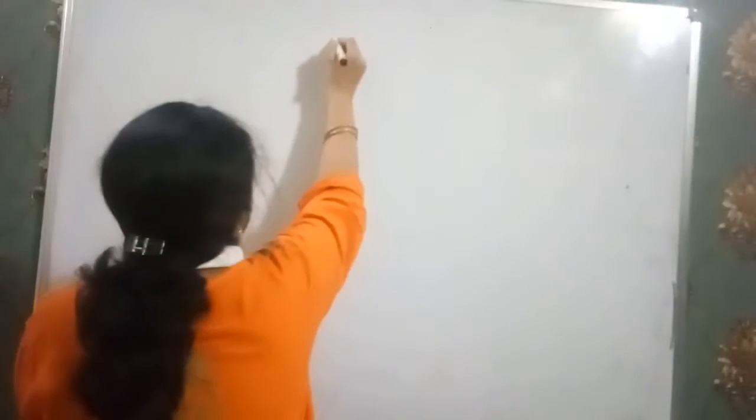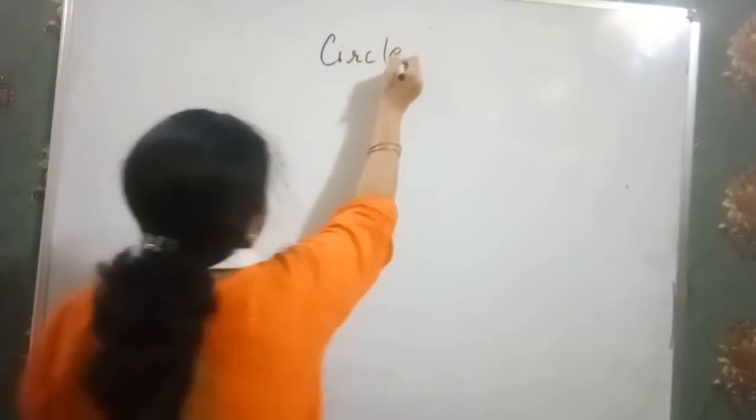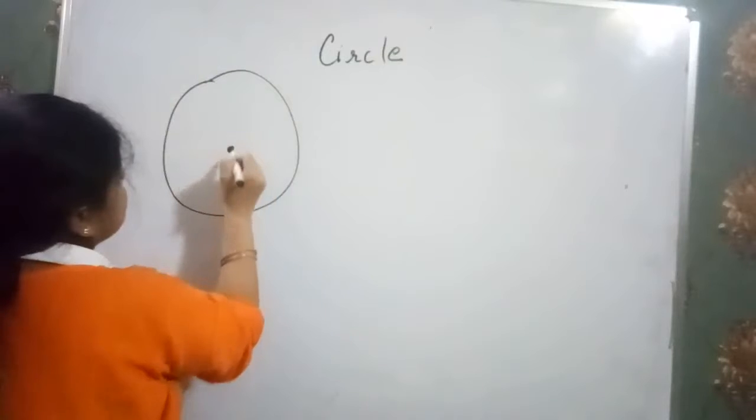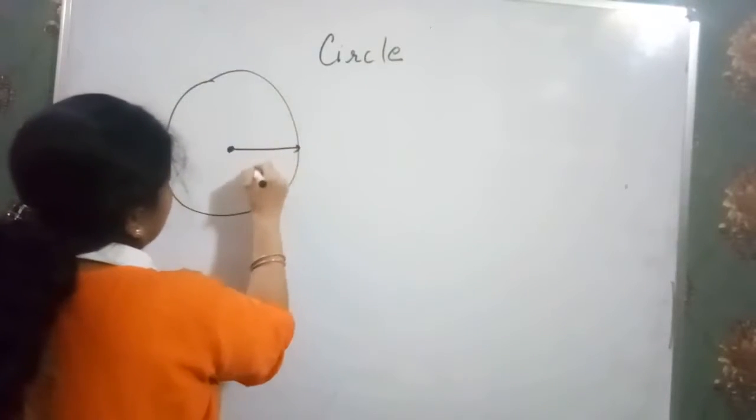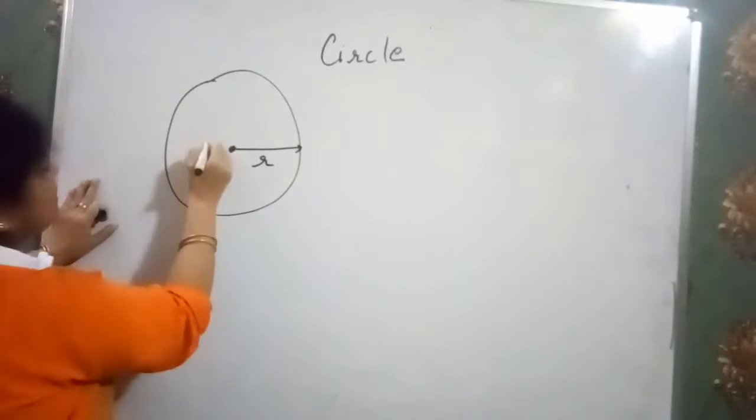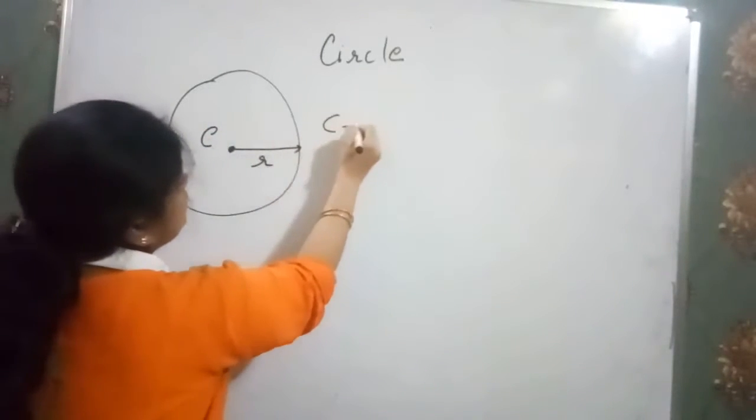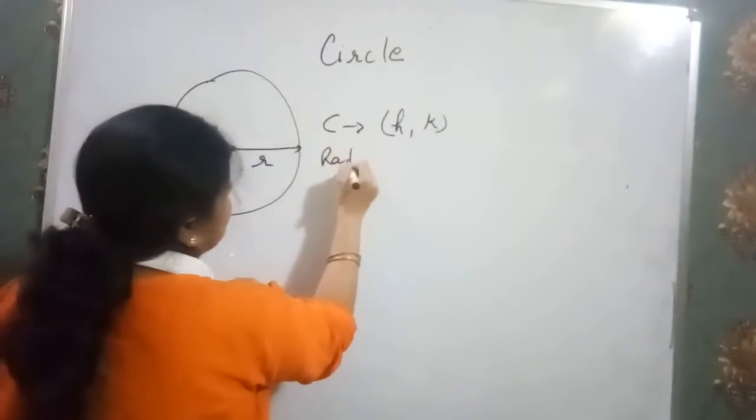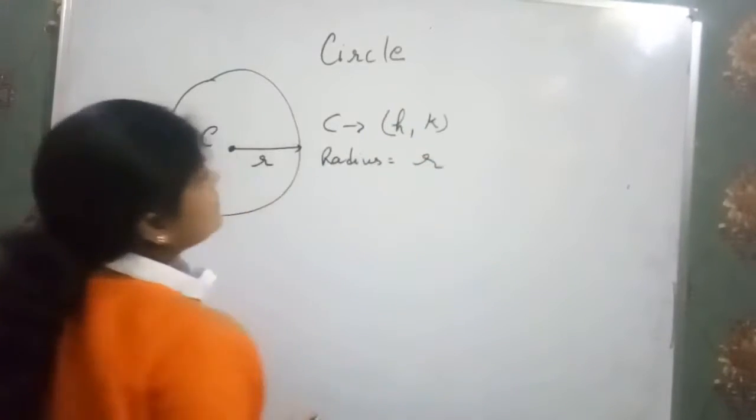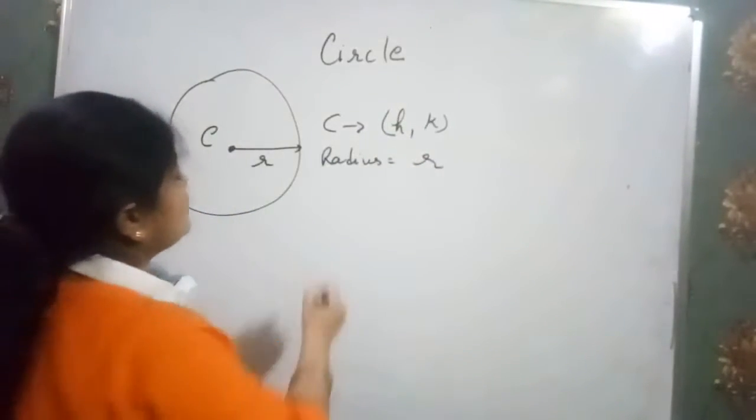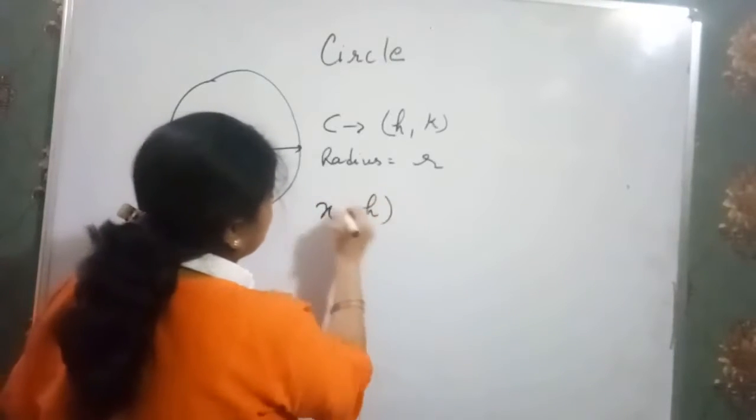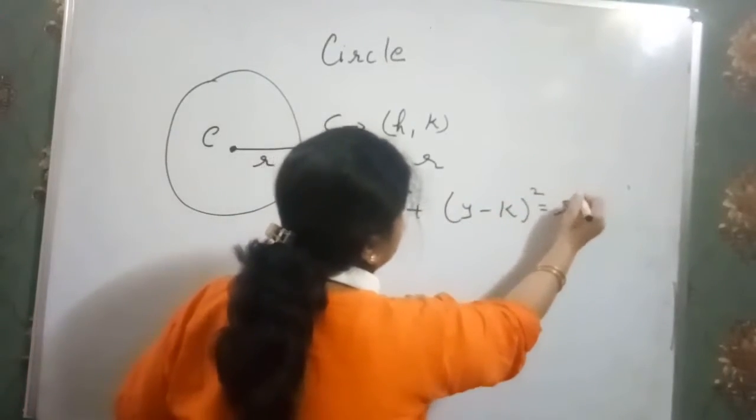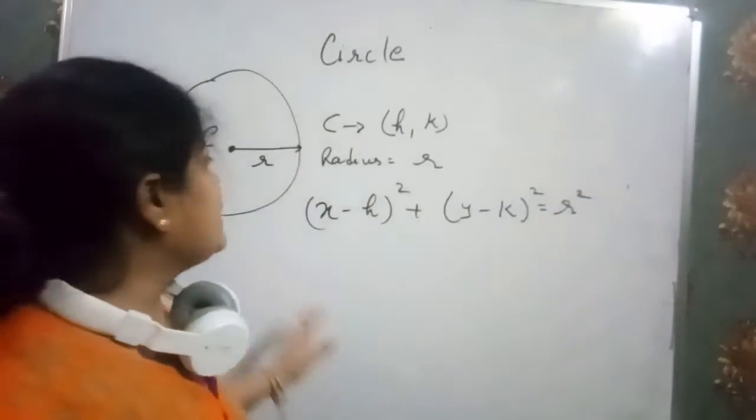As we know, in the circle there's a center and there's a radius. For example, this center is denoted with h comma k and the radius we denote by r. Then the equation of the circle is (x minus h) whole square plus (y minus k) whole square is equal to r square. In this way we find the equation of a circle.